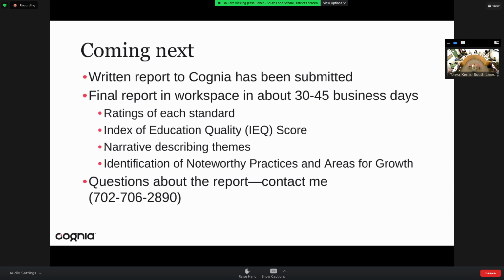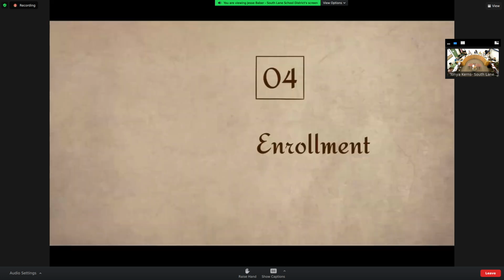The next steps, as I said, we won't get our final report for 30 to 45 business days after it's put into the Cognia workspace. They have other eyes that look at everything and make sure that everything is done correctly. So that's that, thankfully. We're done. Whew. So it's a joy. Okay. And then enrollment will be the next thing.